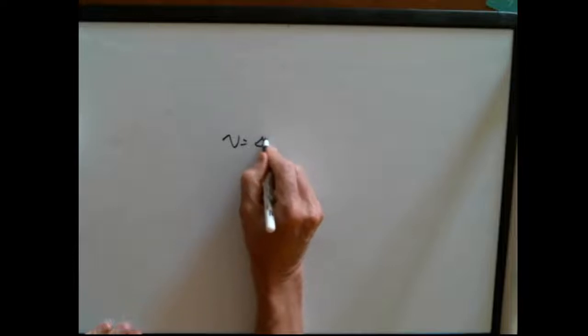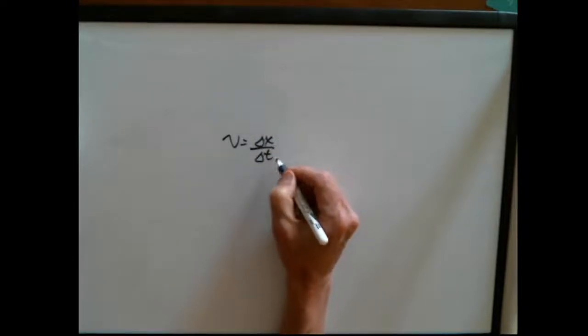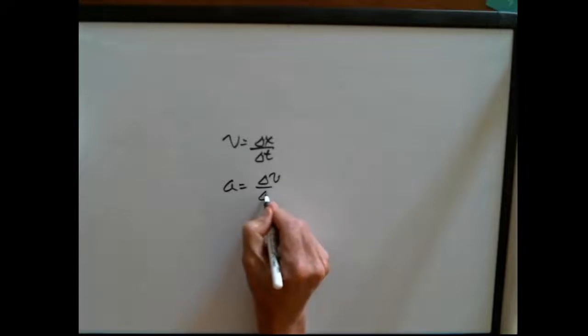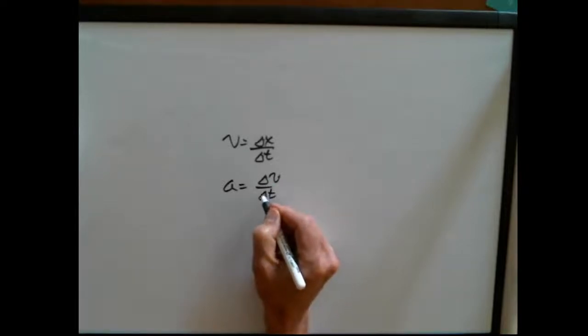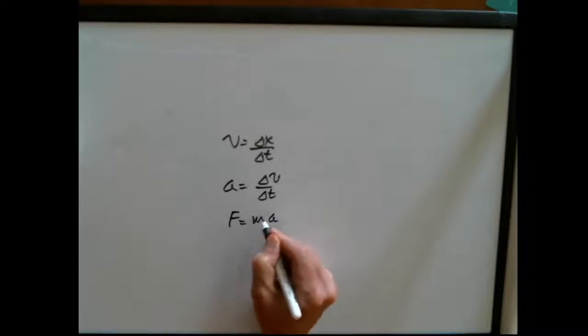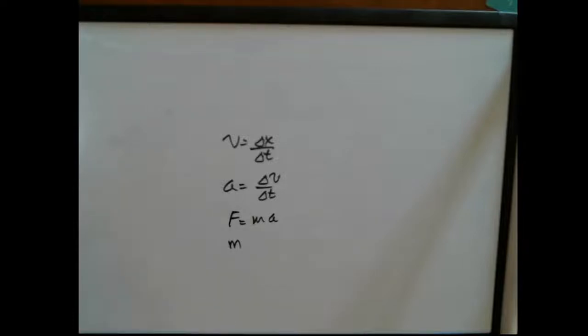Velocity is change in position over change in time. So it's a derived physical quantity. It comes from other physical quantities. Acceleration is change in velocity over change in time. So it's also not a fundamental quantity. Force is mass times acceleration, also not a fundamental physical quantity. But mass is a fundamental physical quantity. And so mass is the answer to that.